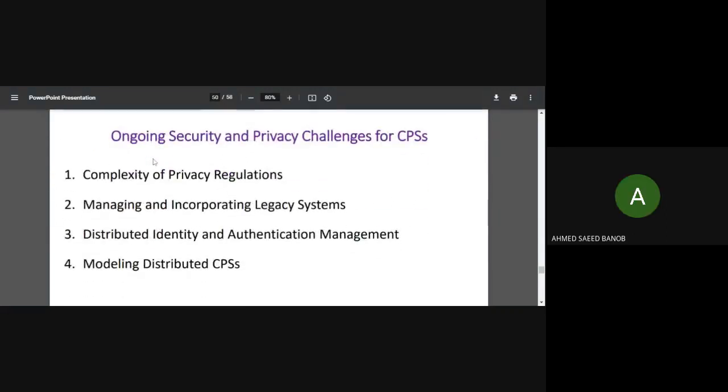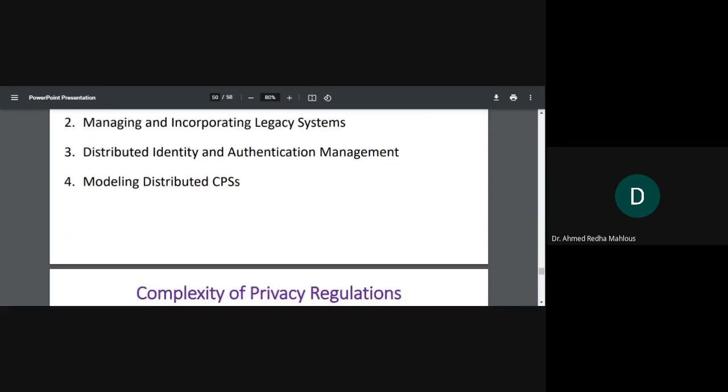Yes, clear. For now, for the ongoing security and privacy, there are many challenges that can be applied, for now and for the future. We have what is known as the complexity of privacy regulations, managing and incorporating legacy systems, distributed identity and authentication management, and modeling distributed CPS.